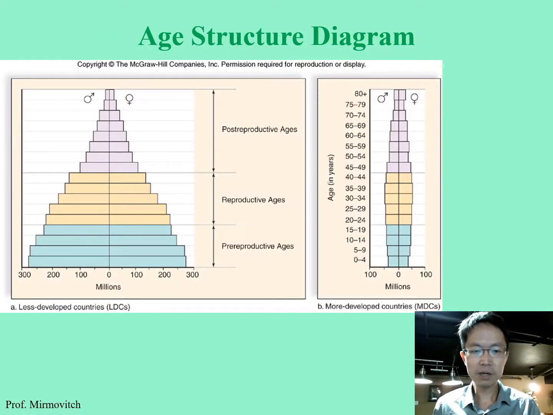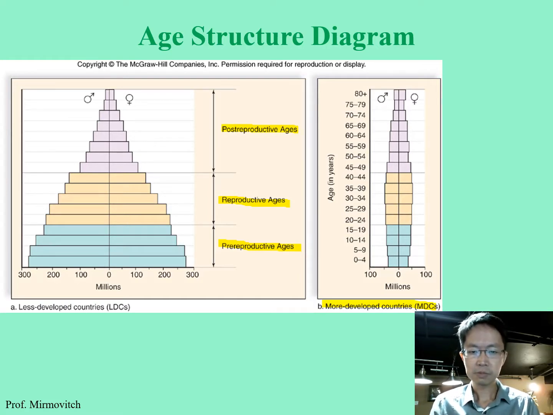So let's compare the two types of countries. The age structure diagram, we divide into three parts: pre-reproductive ages, reproductive ages, and post-reproductive ages. As you can see, the more developed country on the right hand side is very stable. It is very skinny, slim. It's very stable.